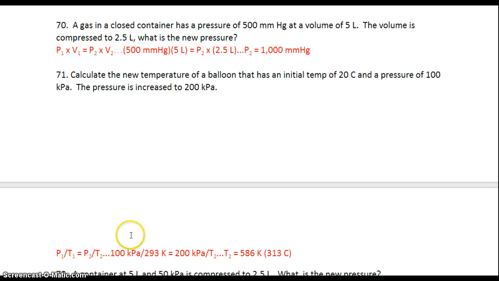So we've got 100 kilopascals that it started with at a temperature of 293 Kelvin is equal to the new pressure, 200 kilopascals, and then we're solving for T2. In this case, 586 Kelvin, or if you want to put it back to Celsius, subtract 273, and you get 313. There's also another gas law, which is Charles' law. There's not a problem here involving Charles' law, but Charles' law says that the volume and temperature of a gas are also directly proportional. And again, temperature would have to be in Kelvin if you were to do any calculations for that.